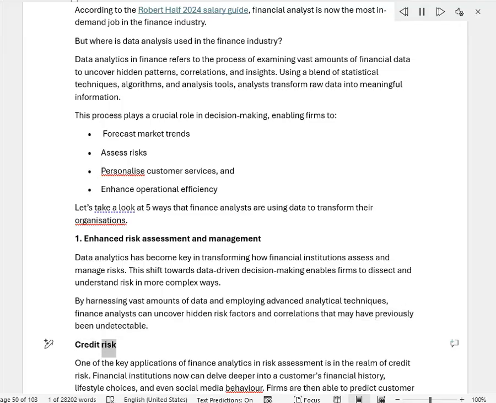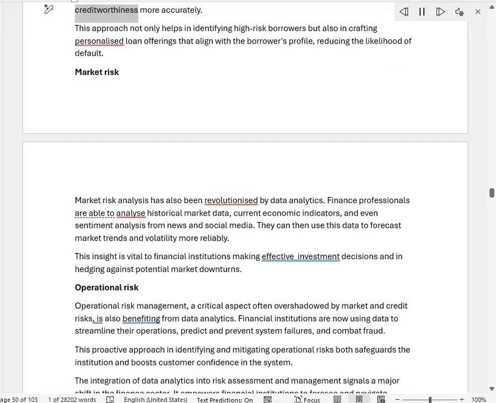Credit risk. One of the key applications of finance analytics in risk assessment is in the realm of credit risk. Financial institutions now can delve deeper into a customer's financial history, lifestyle choices, and even social media behavior. Firms are then able to predict customer creditworthiness more accurately. This approach not only helps in identifying high-risk borrowers but also in crafting personalized loan offerings that align with the borrower's profile, reducing the likelihood of default.